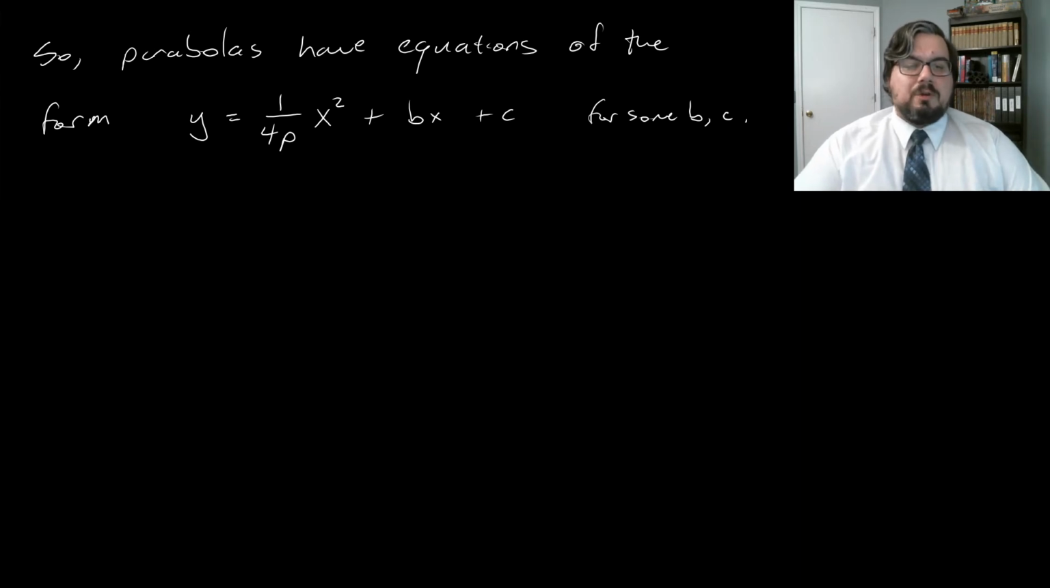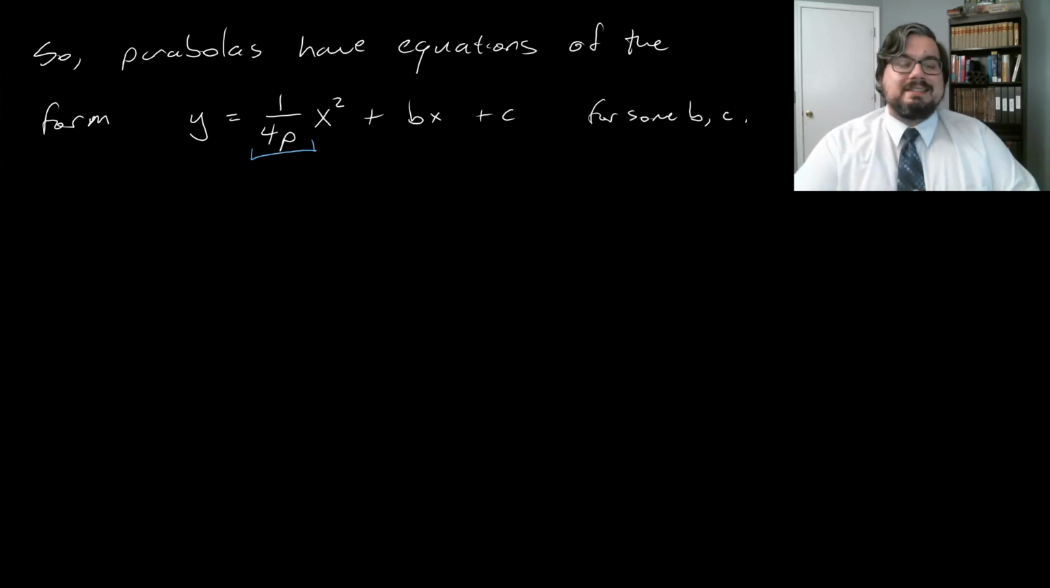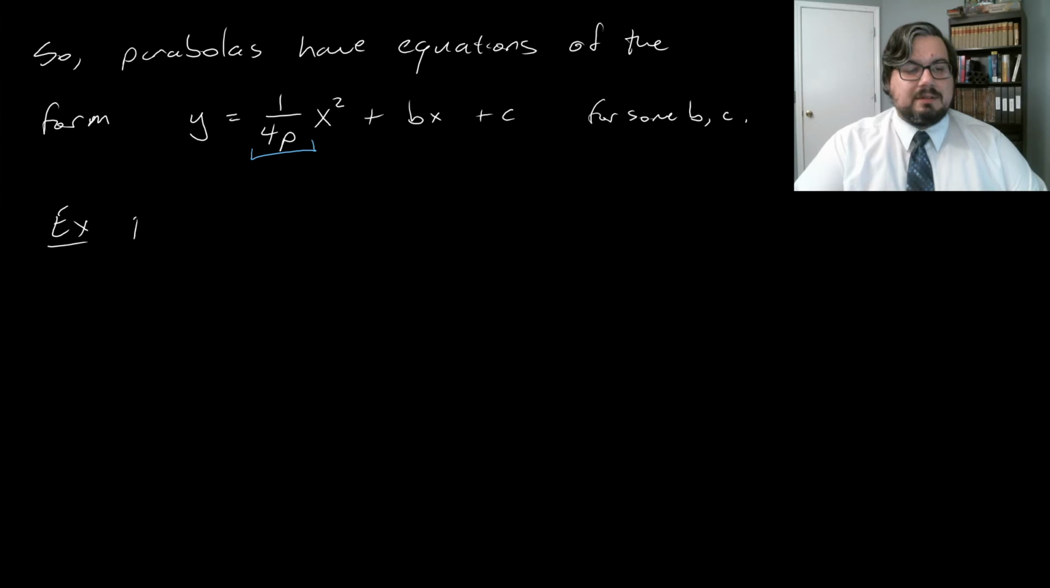So that's what upward opening parabolas look like. And in particular, this means that you can compute the distance from the vertex to the focus of any parabola given in this form very easily, just by looking at the coefficient of x squared and setting it equal to 1 over 4p. Let's see a simple example of that.